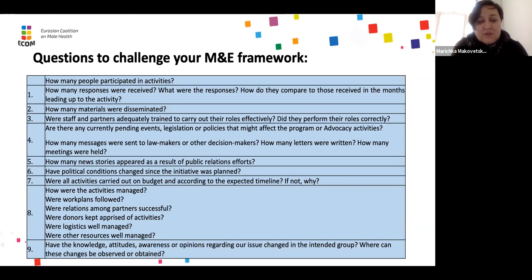Also, very important questions are about knowledge, attitudes, and awareness. Did you make any change? What happened? Where did it happen? How did you observe this?